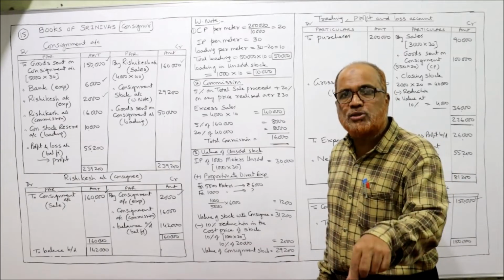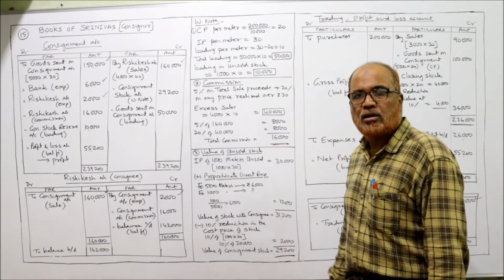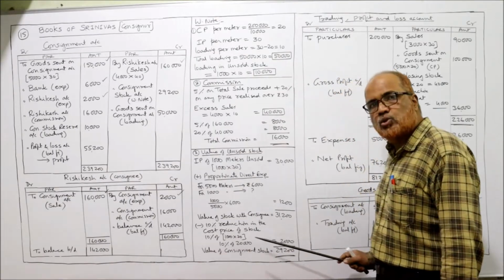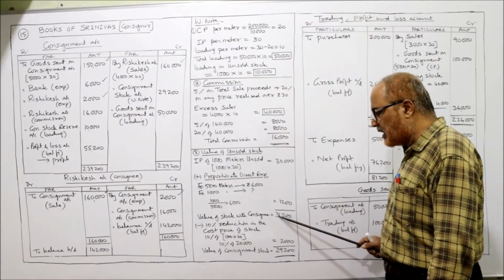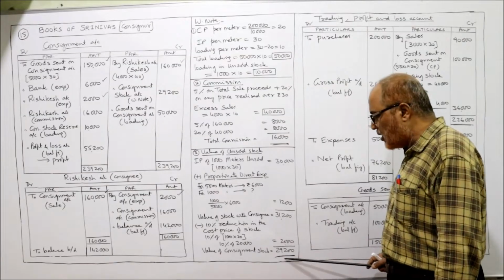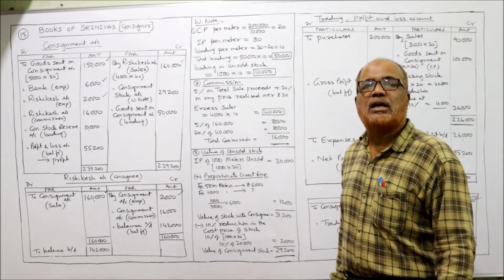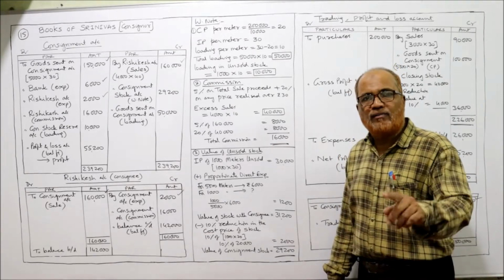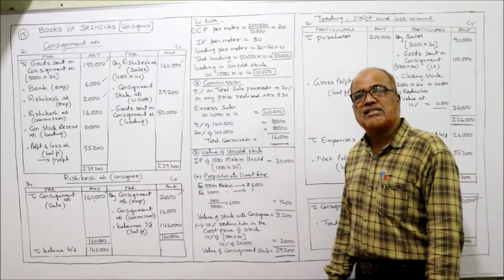20,000 is the cost price of the stock, and 10% of 20,000 is 2,000. Deduct 2,000. 31,200 minus 2,000, 29,200 is the value of unsold stock. Value of unsold stock with the consignee.